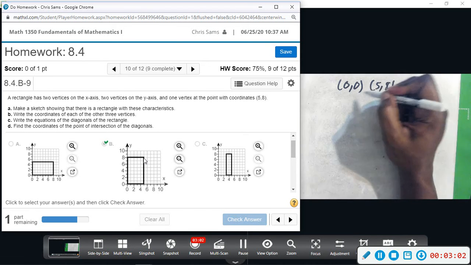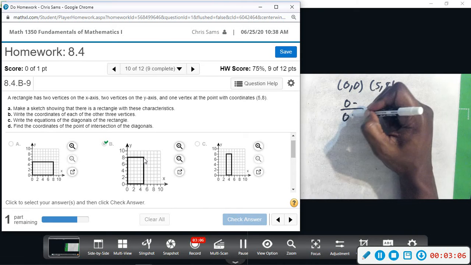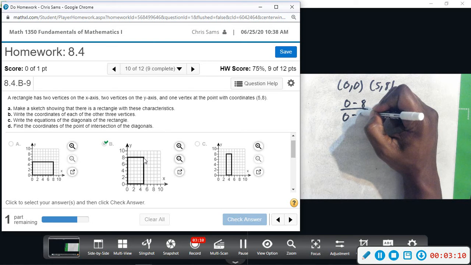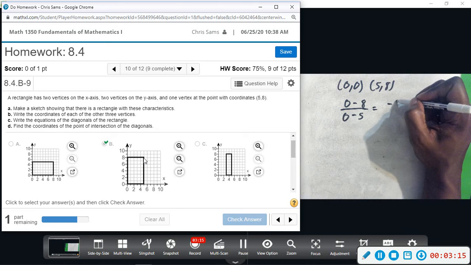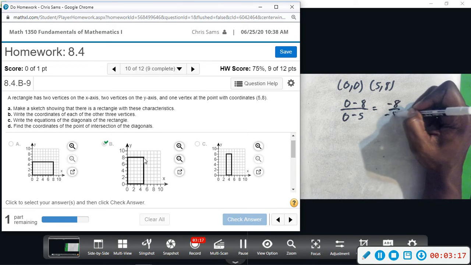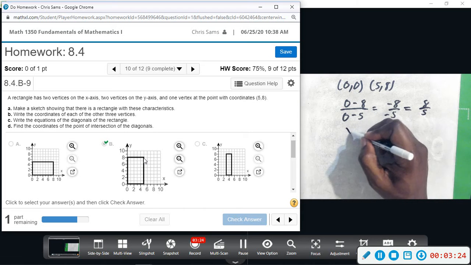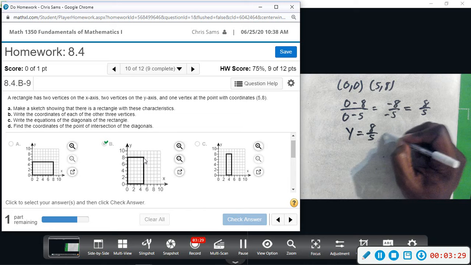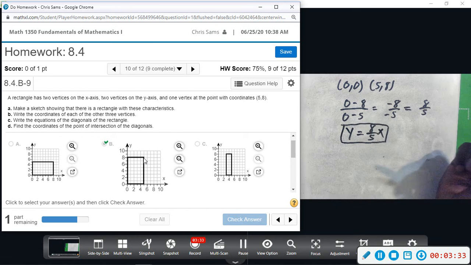So for slope, we have 0 minus 8 over 0 minus 5. We get negative 8 over negative 5, which is a positive 8 over 5. Alright, so one equation is y equals 8 over 5 plus 0, or just y equals 8 over 5x. Okay, so this is one of the diagonals.